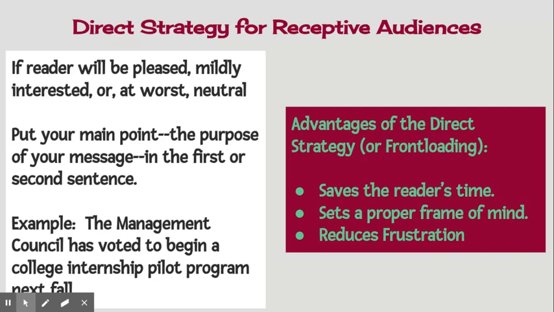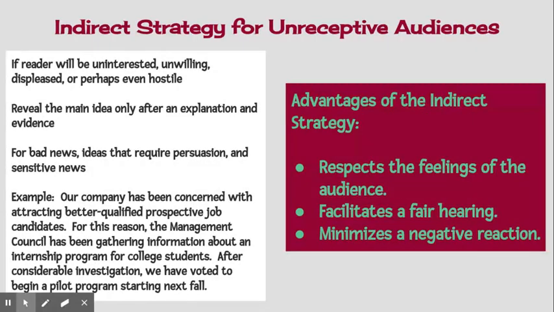However, if you feel that your reader will be uninterested, unwilling, displeased, or perhaps even hostile to what you're going to say, you would use the indirect strategy. In other words, you're only going to reveal the main idea after an explanation and evidence. This is best for bad ideas, bad news, ideas that require persuasion, and sensitive news. In other words, somebody's being fired or funding is being cut. So let's look at this example.